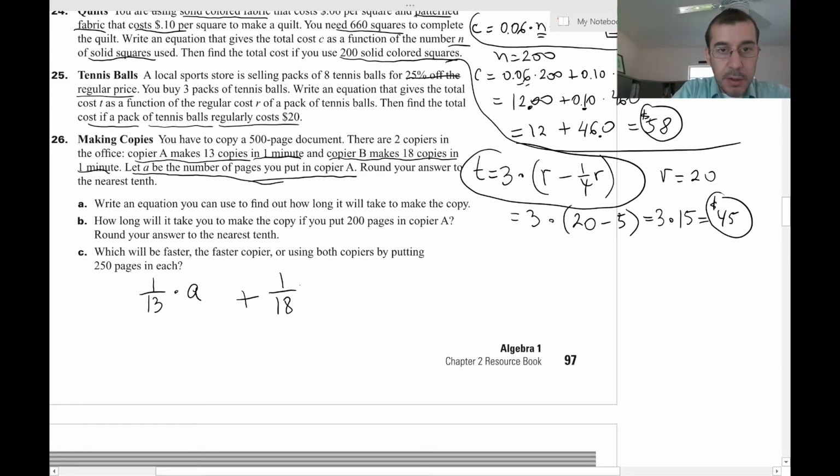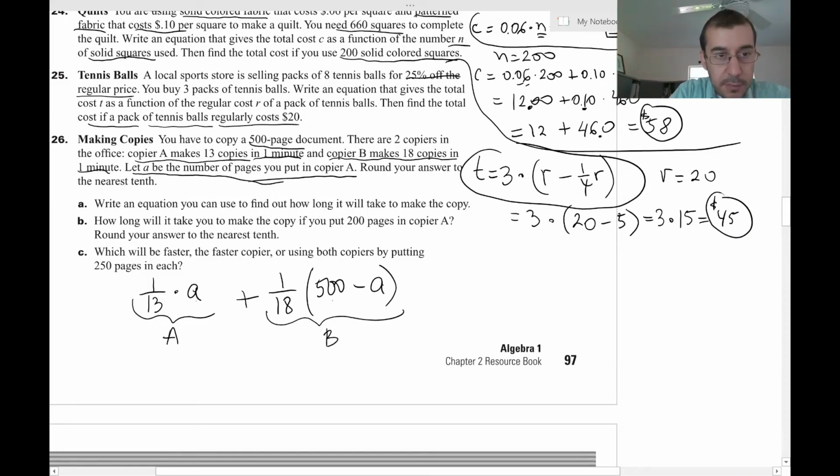And how many pages is copier B going to copy? 500 total, but 500 minus A, minus the number of copies printer A makes. Okay, so this is copier A, this is copier B. That's the formula, and write the equation. So that's the equation right here, and this is for A.